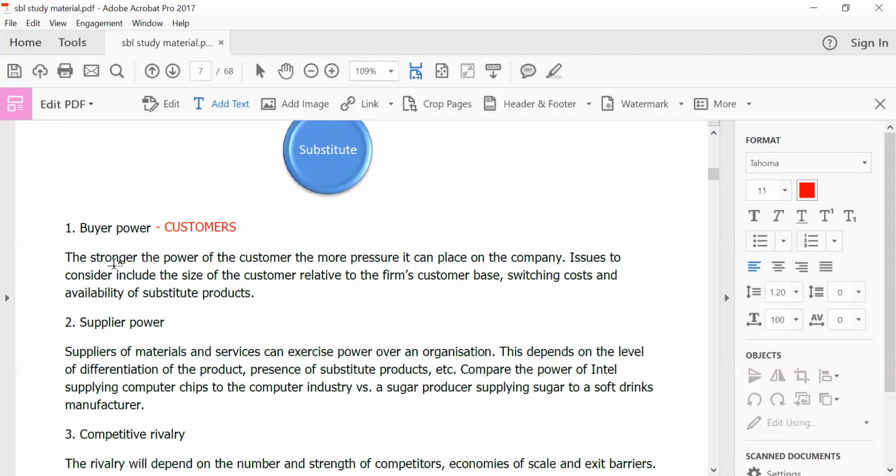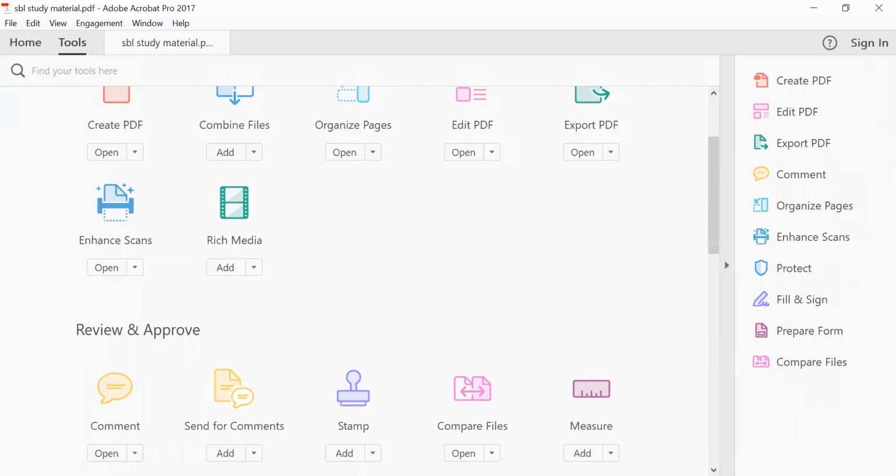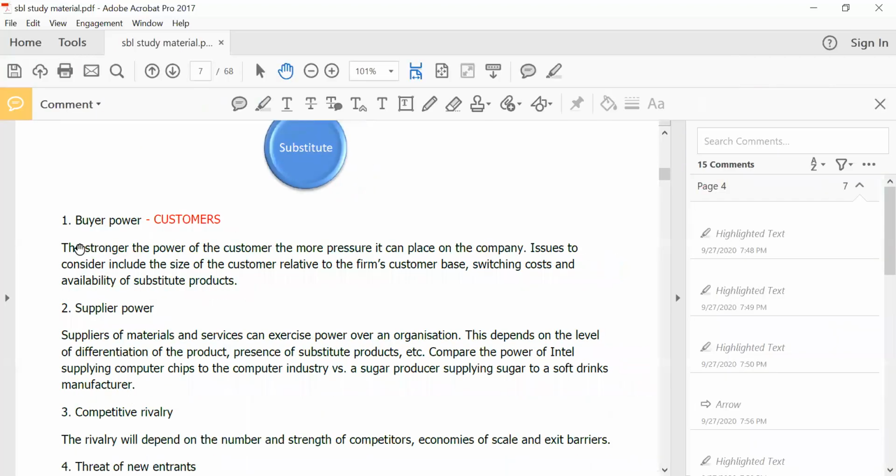So the stronger the power of the customer, I'm reading, right? The stronger the power of the customer, the more pressure it can place on the company. Issues to include: the size of the customer relative to the firm's customer base. So if it is a really huge customer, a customer who is actually contributing, let's say, 80% of your revenue, then this customer is really having a lot of power.